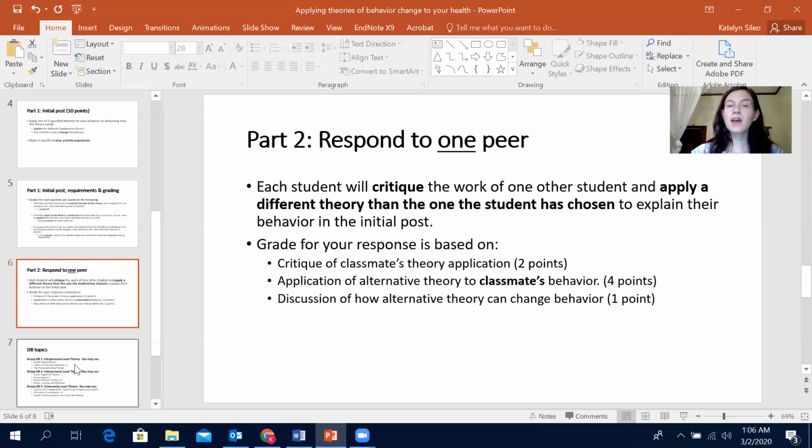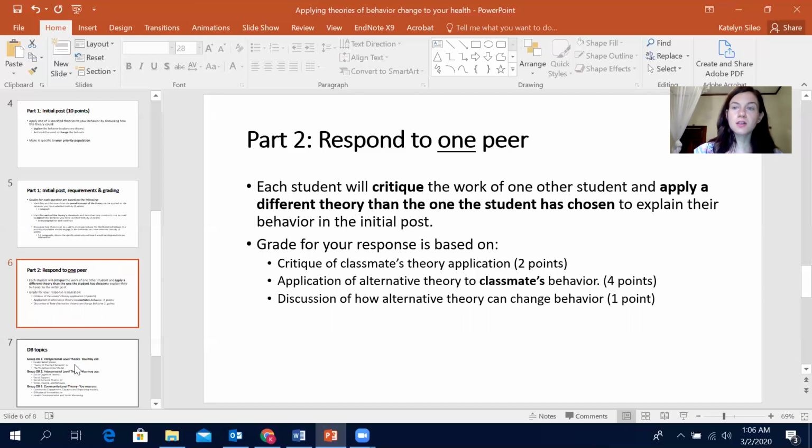And then you're going to apply an alternative theory to the classmate's behavior. So you cannot select the same one that they've done. If they've done the theory of planned behavior with smoking, and you reply with the theory of planned behavior and smoking, you're just duplicating their work. So you have to select one of the other ones, or you won't get credit. If they did the theory of planned behavior, then you can do one of the other ones. And then you're basically following the same format as you did for your own after that point.